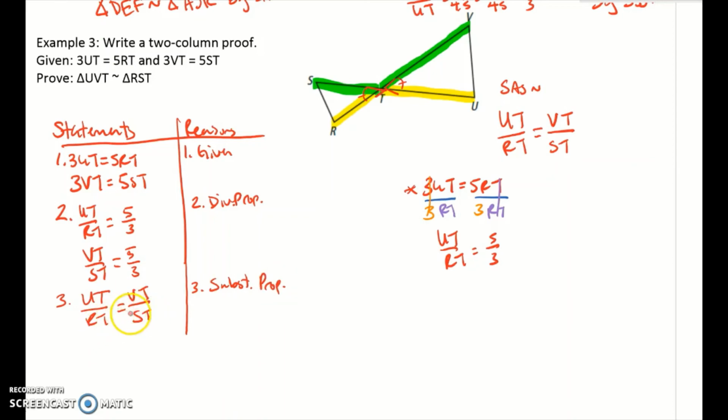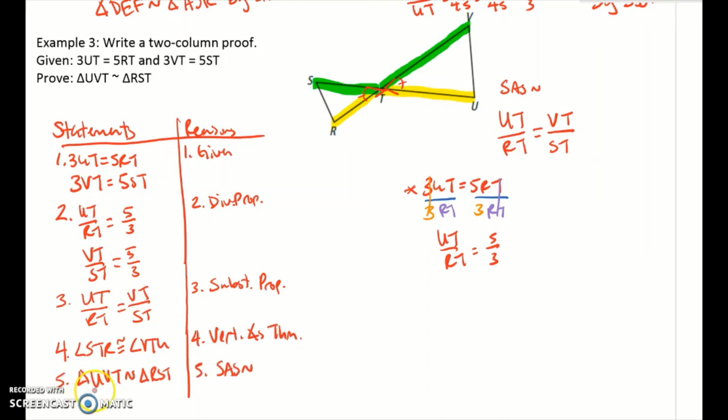All right, so now I've got two pairs of proportional sides, and finally, I need to say that the included angles are congruent, and that's what we said earlier. We've got our vertical angles, so I can say angle STR is congruent to angle VTU because of vertical angles. And then finally, we can say that the two triangles UVT and RST are similar by SAS. And again, make sure the angles are included. See how I highlighted these two sides? See how the angle is stuck between the two highlighted sides? That's how we know it's an included angle.